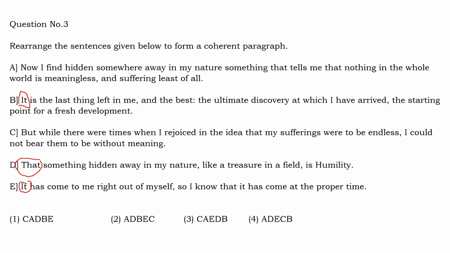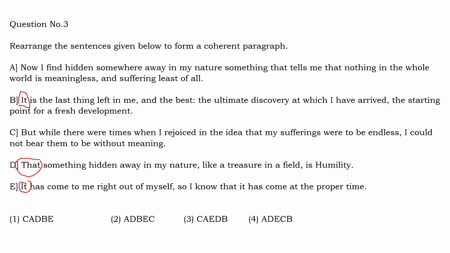When you read C closely: while there were times when I rejoiced in the idea that my sufferings were to be endless. Rejoice means I became glad. So he is glad that his sufferings are endless, but I could not bear them to be without meaning. Could not bear means I could not tolerate them being meaningless. So I acknowledged and became happy with the fact that my sufferings are endless, but I could not live with the fact that they are meaningless. So that is the meaning.